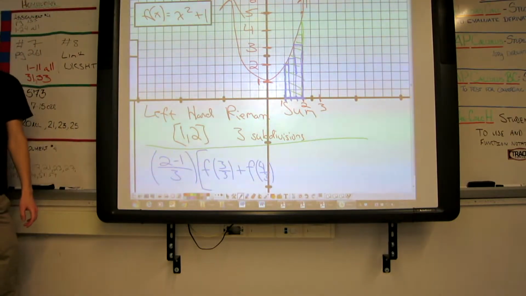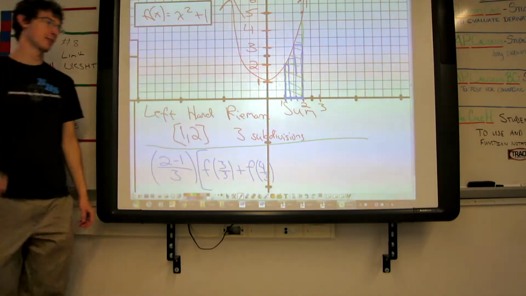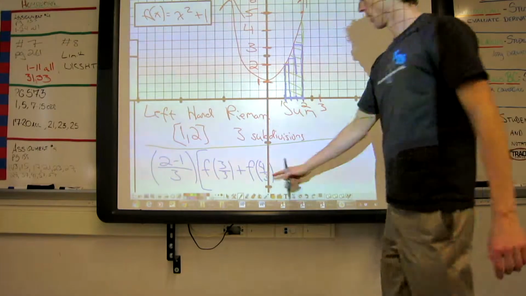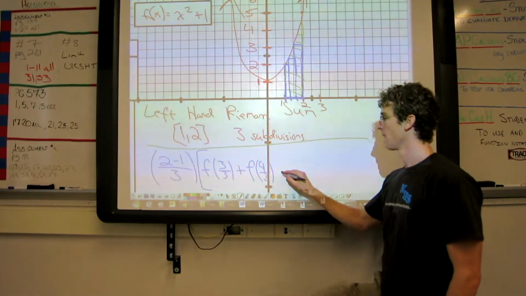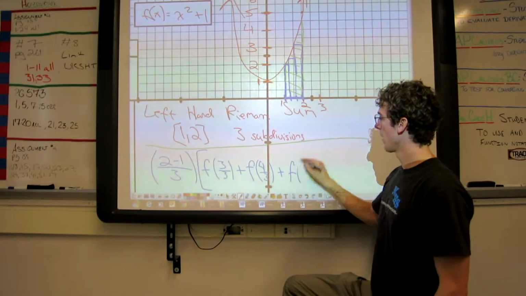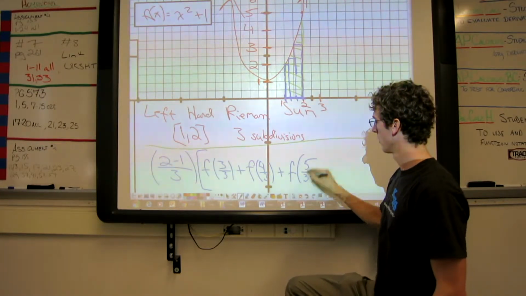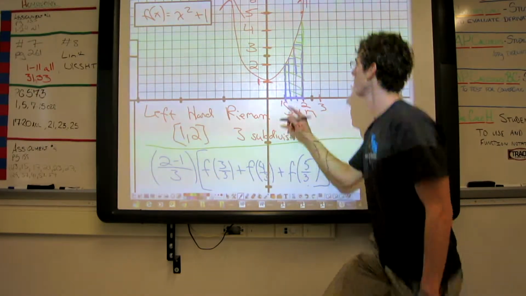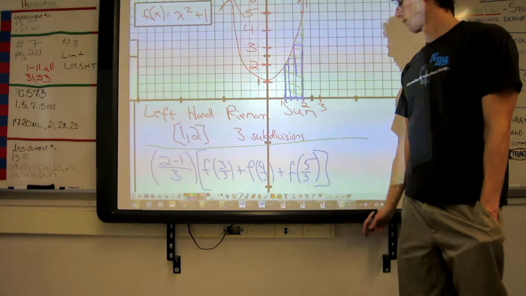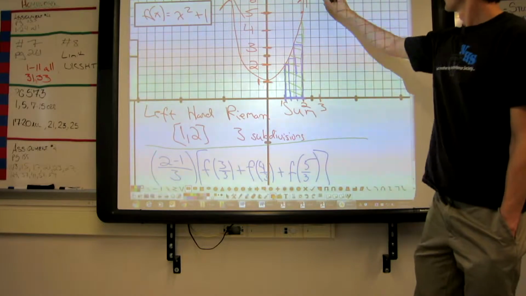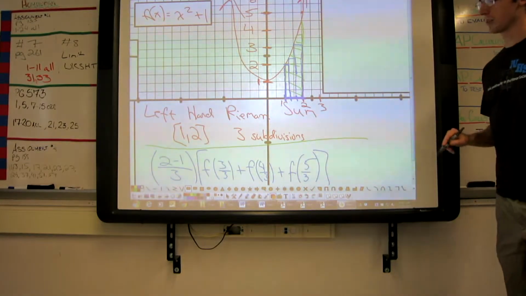Am I good, Shannon? Same or different question? All three the same question. Okay, cool. So plus f of 4/3. What's the next one going to be? After 4/3, plus f of 5/3. And then do we need f of 6/3? No, it's a left-hand Riemann sum. We only need these left three.